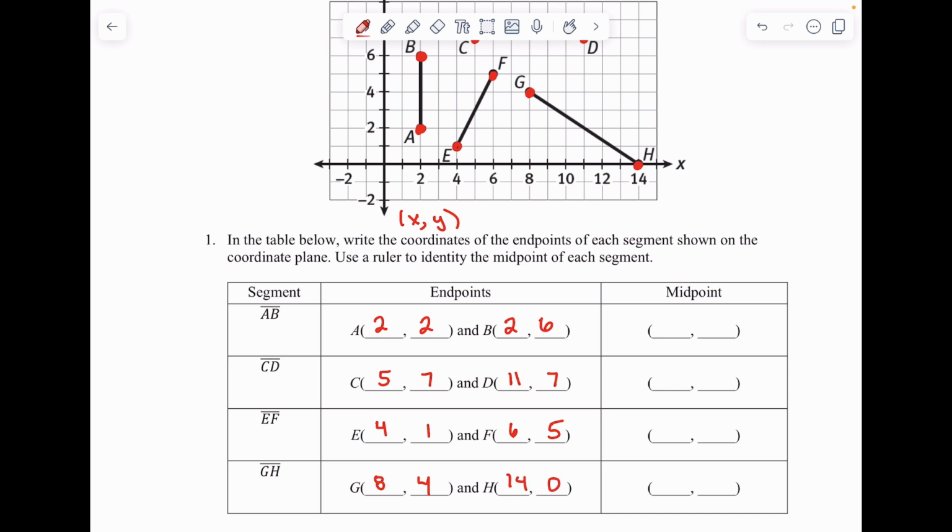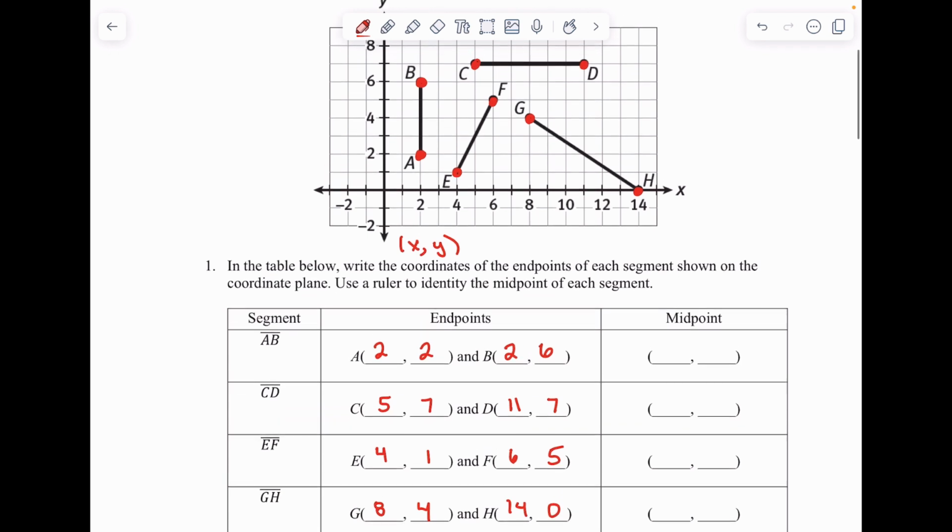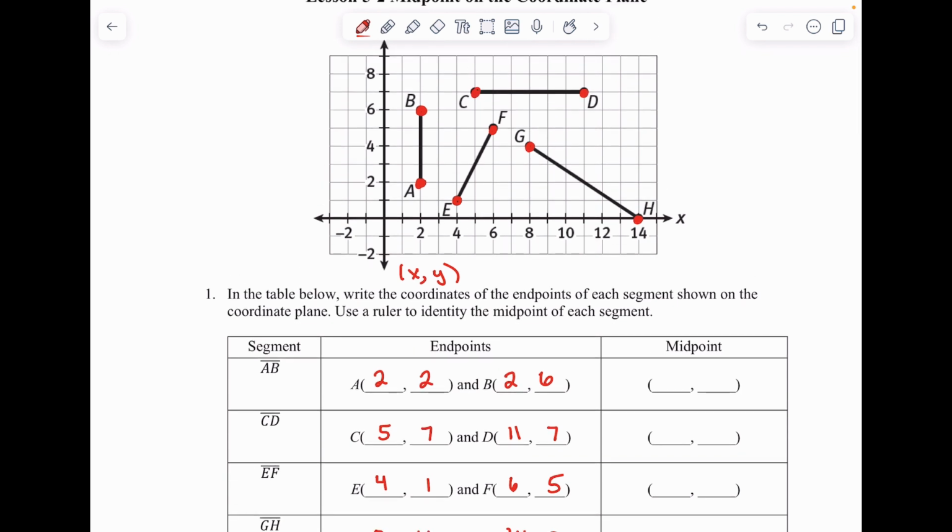Now that I've jotted down the coordinates of the endpoints of each segment, I want to write down what the coordinate points are for each midpoint. So you can use a ruler or you can approximate. For example, AB, if I had to plot a point directly in the middle, since it's straight vertical, I can just count how long the segment is. The segment is 1, 2, 3, 4 units long. So half of 4 is 2, which means this blue point is the midpoint, and the coordinates are 2, 4.